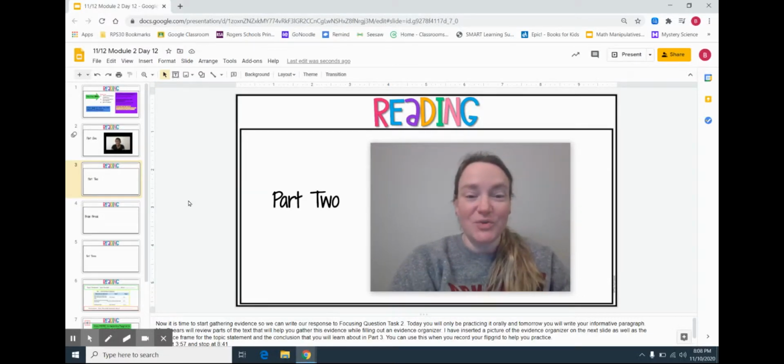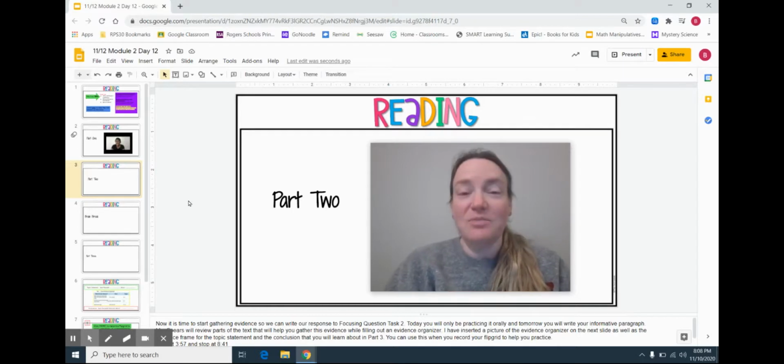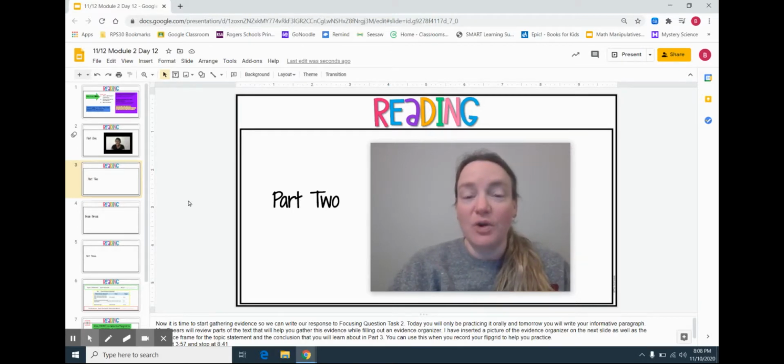I hope you enjoyed your lesson looking at the back of the book to see how photographs and illustrations can help you learn more about what you're reading. So now it is time to start gathering evidence so we can write our response to focusing question task 2. Today you will be practicing it orally, and tomorrow you will write your informative paragraph.